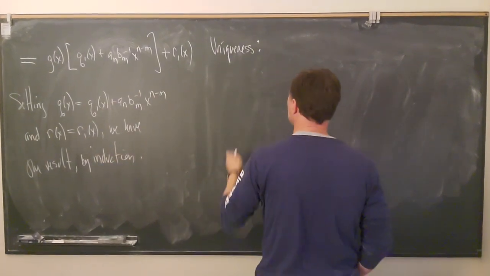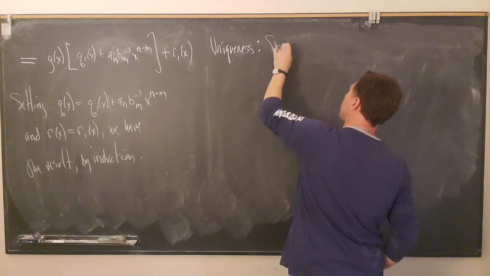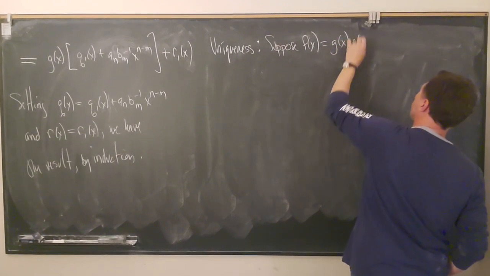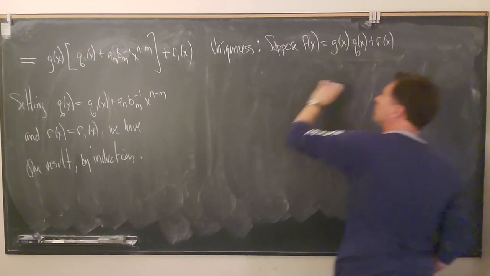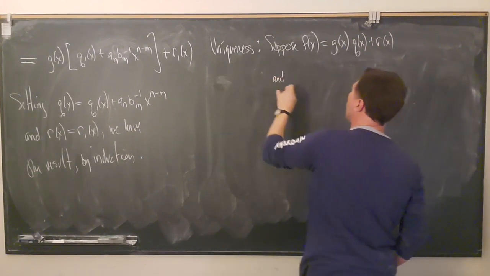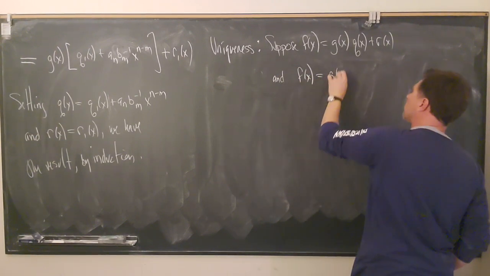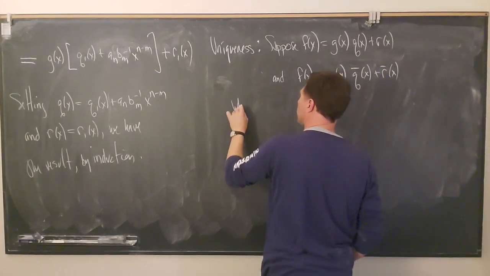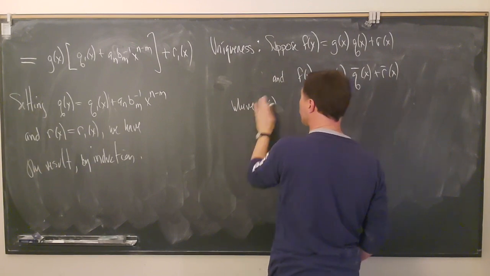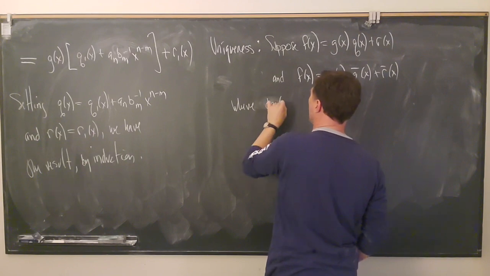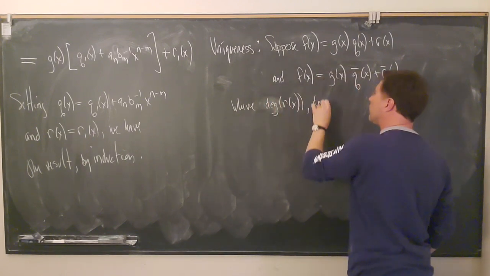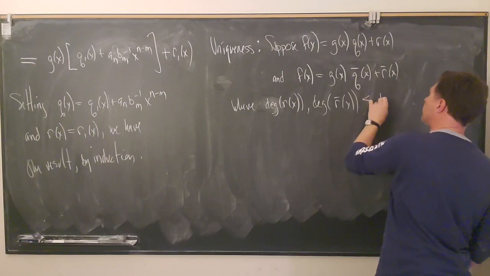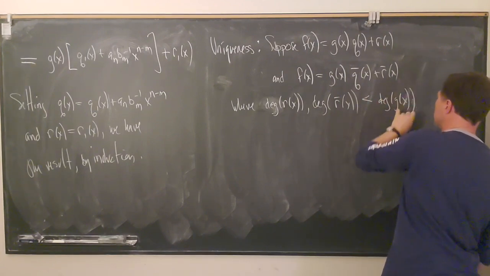So suppose we have a couple of different ways of expressing f of x. Suppose f of x equals g of x times q of x plus r of x, and f of x equals g of x times, let's call it q bar of x, plus r bar of x, where the degree of r of x and the degree of r bar of x are strictly less than the degree of g of x.